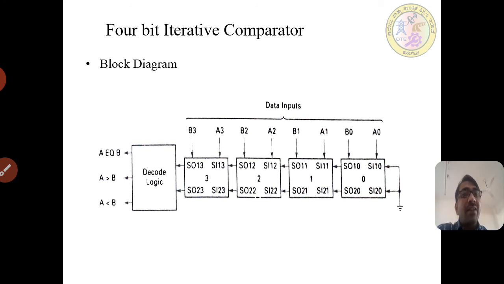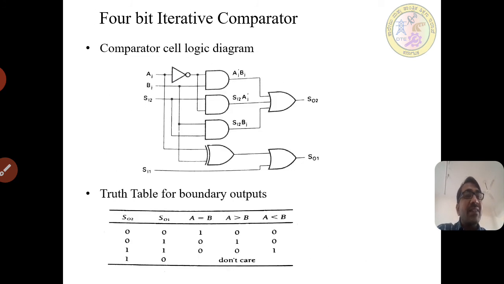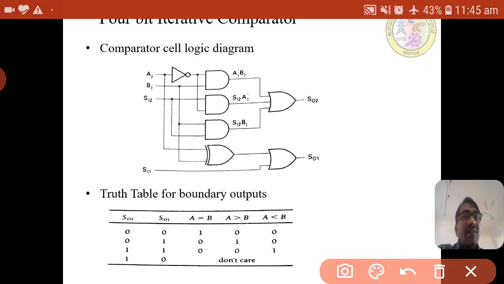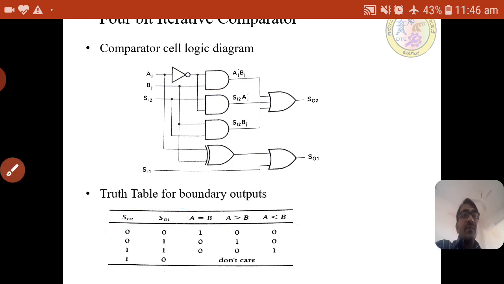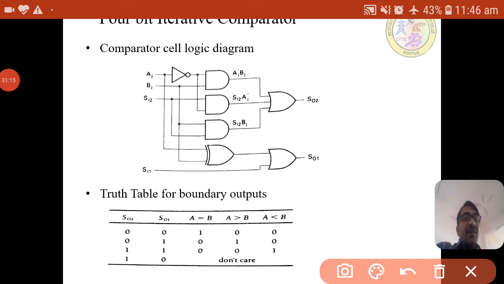But what about this decode logic? This decode logic is the one where the last secondary outputs act as inputs, and the outputs are the main outputs, that is the primary outputs: A equal to B, A greater than B, A less than B.